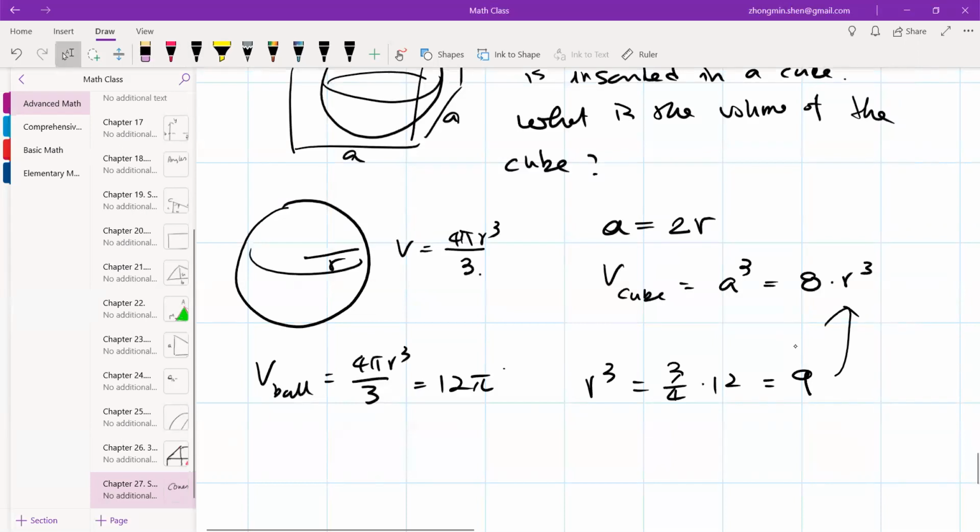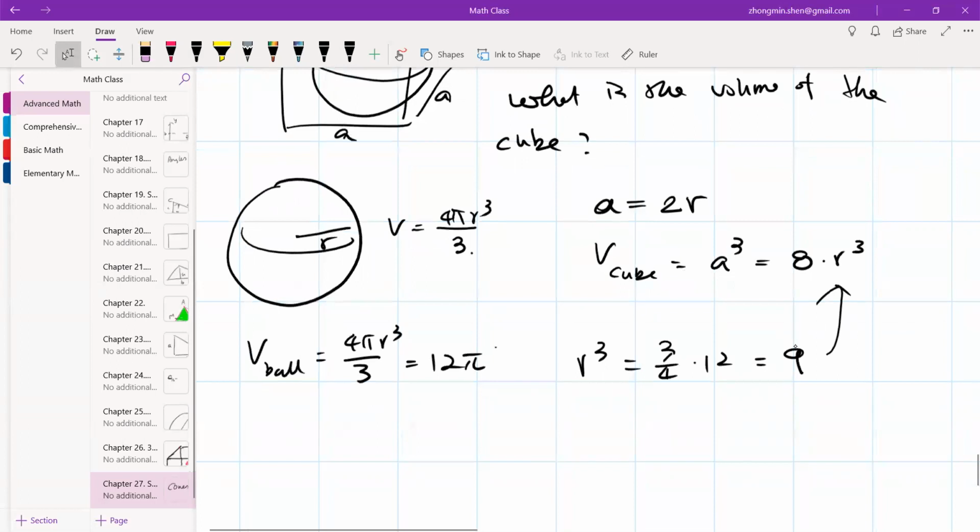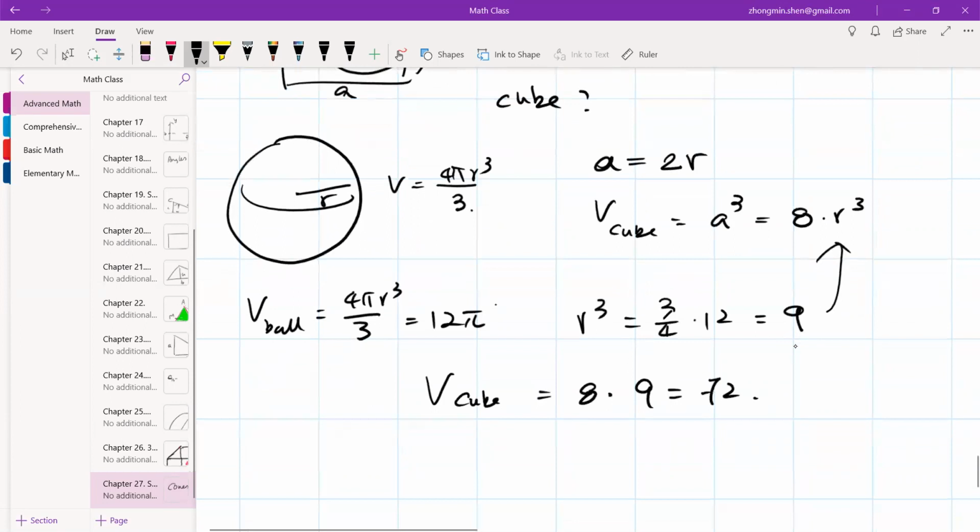Mike, can you be quiet? All right. So the volume of the cube will be 8 times 9, 72 cubic meters. Yeah, put the unit.